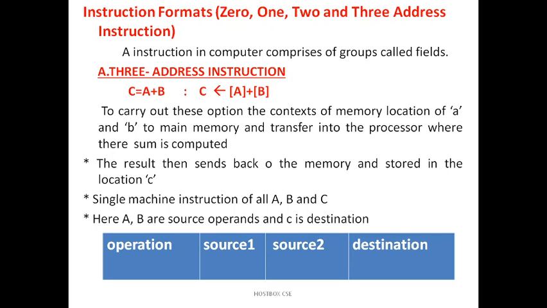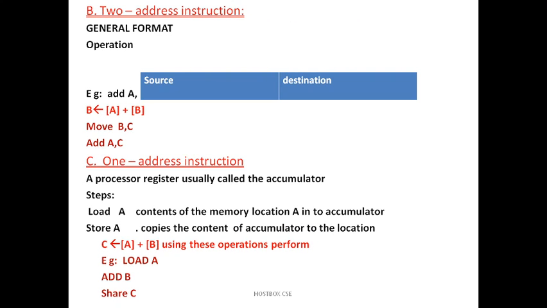Remember, if you want to perform the addition of two numbers and store the result in C, we have to follow the three address instruction format, where it has the format of operation followed by source 1, source 2 and destination. So this is how you do the three address instruction.